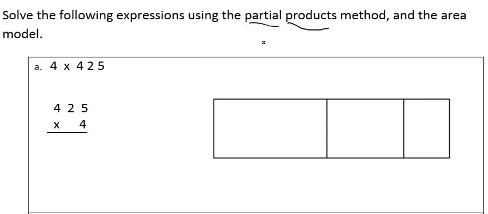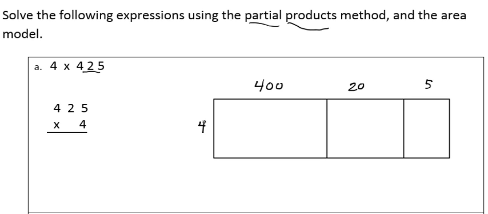The first problem is 4 times 425. I'm going to take my problem and line it up on my area model. I'm going to put the 4 along the side. I'm going to take 425 and break it apart into expanded form. So 425 is the same as 400 plus 20 plus 5.